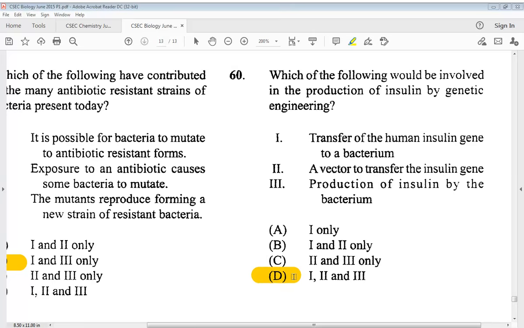We have come to the end of the CSEC Biology, May, June 2015 paper. Thanks.